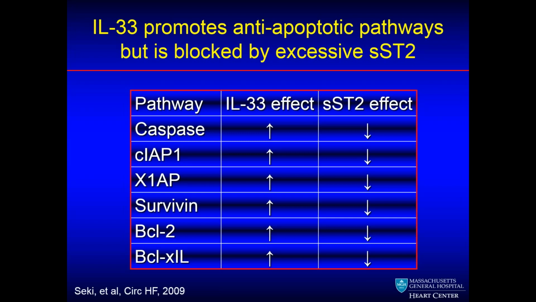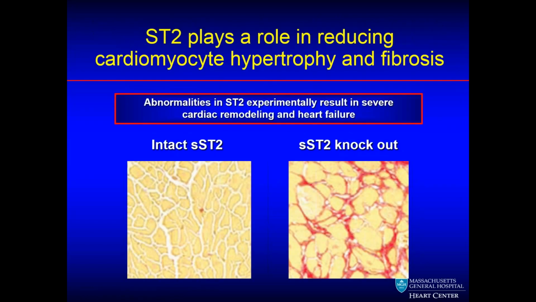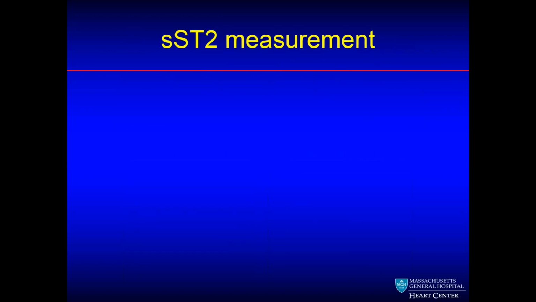In the setting of excessive ST2 release, however, we see excessive apoptosis, cardiomyocyte hypertrophy, and development of a heart failure phenotype. So on the left is an endomyocardial biopsy with normal ST2 signaling, and on the right we see the effects of abnormal ST2 signaling with cardiac remodeling and the development of heart failure. And this finding in experimental models is exactly what we see in humans when we test ST2 in the context of heart failure.